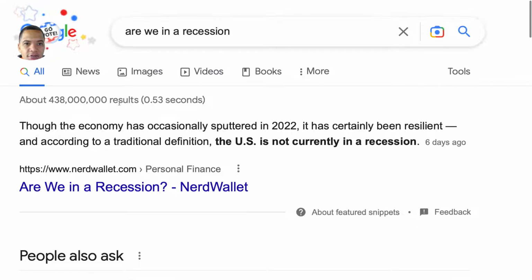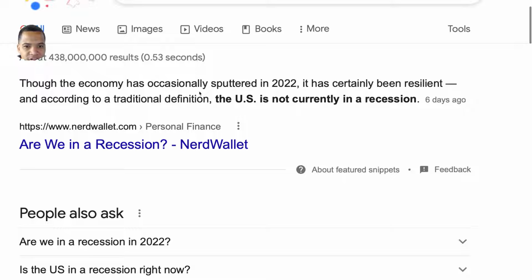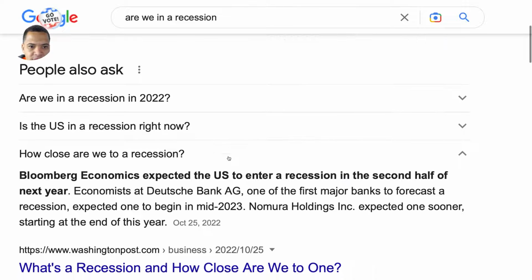Are we in a recession? Google says, hey, go vote. All right. It's November 8th here in the United States, so it means go vote. Though the economy has occasionally sputtered in 2022, it's certainly been resilient, and according to a traditional definition, the U.S. is not currently in a recession. According to a traditional definition, that's from Nerd Wallet. I'm not going to open up the article. Let's just scroll down some more.